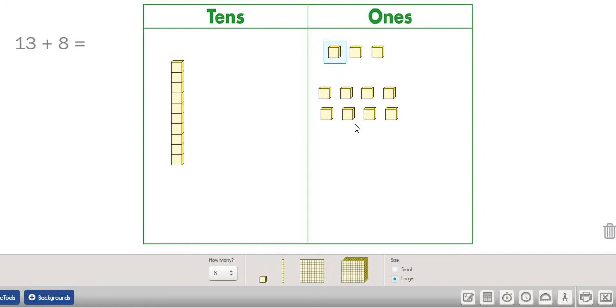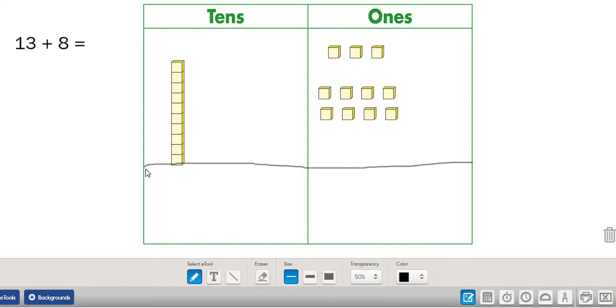So what do you think, grade 1? Do we need to regroup? Yes, of course. Since we have more than 10 ones, we need to regroup. Let's write the number of ones in this space. We cannot write 11 in the ones place. We cannot do that. We have to write only one digit.